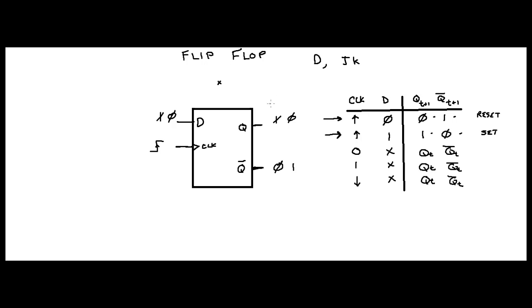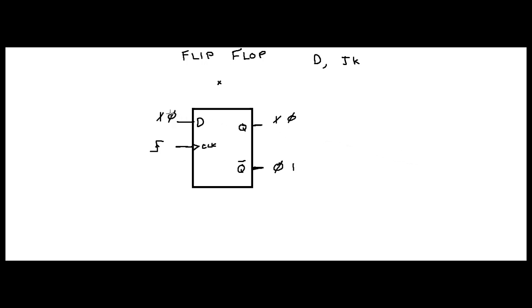Now, let's talk about the JK flip-flop. Remember, for the D flip-flop, Q follows D. But now we're going to talk about the JK flip-flop. Let's just see what happens here. So we're going to have two inputs now, J and K.